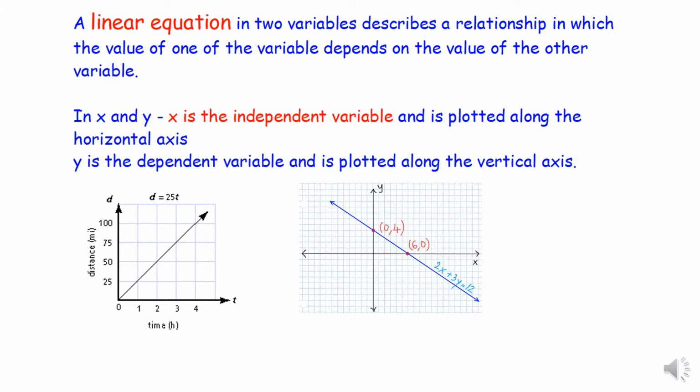Okay, so this is just a little bit of a review for what kind of equations we're talking about. You should be very familiar with the linear equation. This is just showing you this is the independent variable, this is the dependent variable, and it's plotted normal, y equals mx plus b. Okay, this is a distance equals rate times time problem, and this is just a regular graph.